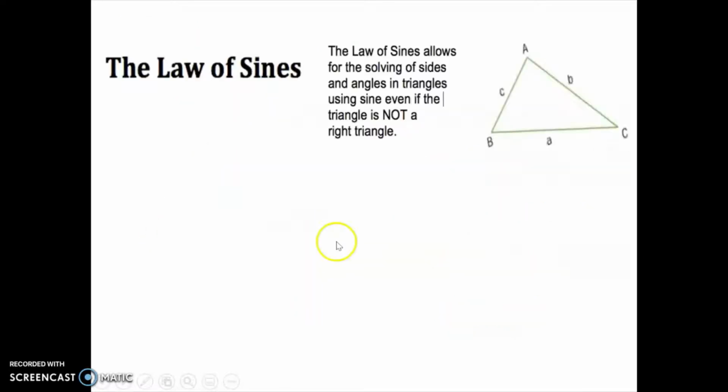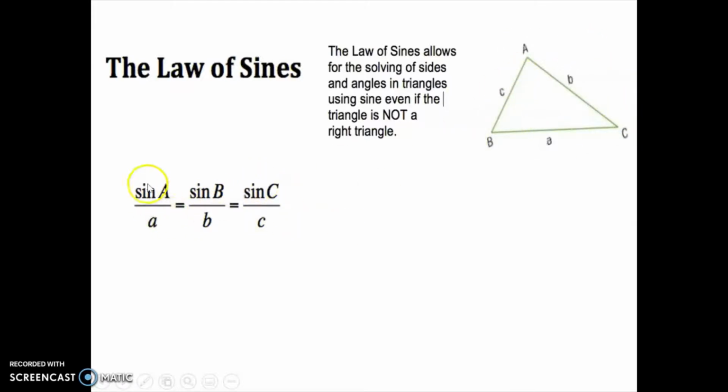Let's see how it works. So here is the law of sines. You should definitely note this down. It is a rule that allows for the solving of sides and angles in triangles using sine, even if the triangle is not a right triangle. So we have a non-right triangle here. There's our sine rule. Notice it's exactly what we just saw, except there's three parts here, because the relationship holds across all three angles.